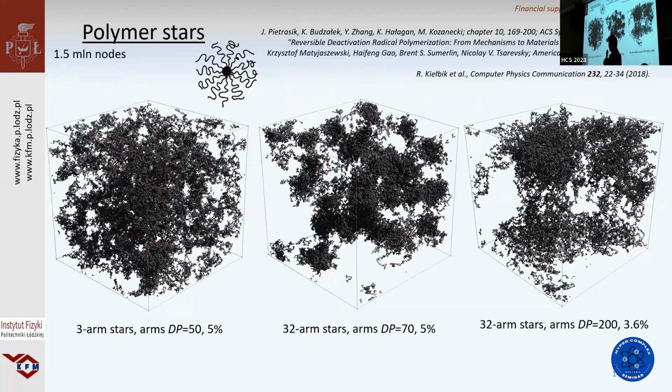Here we see polymer stars, with chains attached to a core. The systems differ in the number and length of arms, but also in concentration. These are simulation boxes. In the simulation, for simplicity, only the polymer itself was modeled, without the solvent.